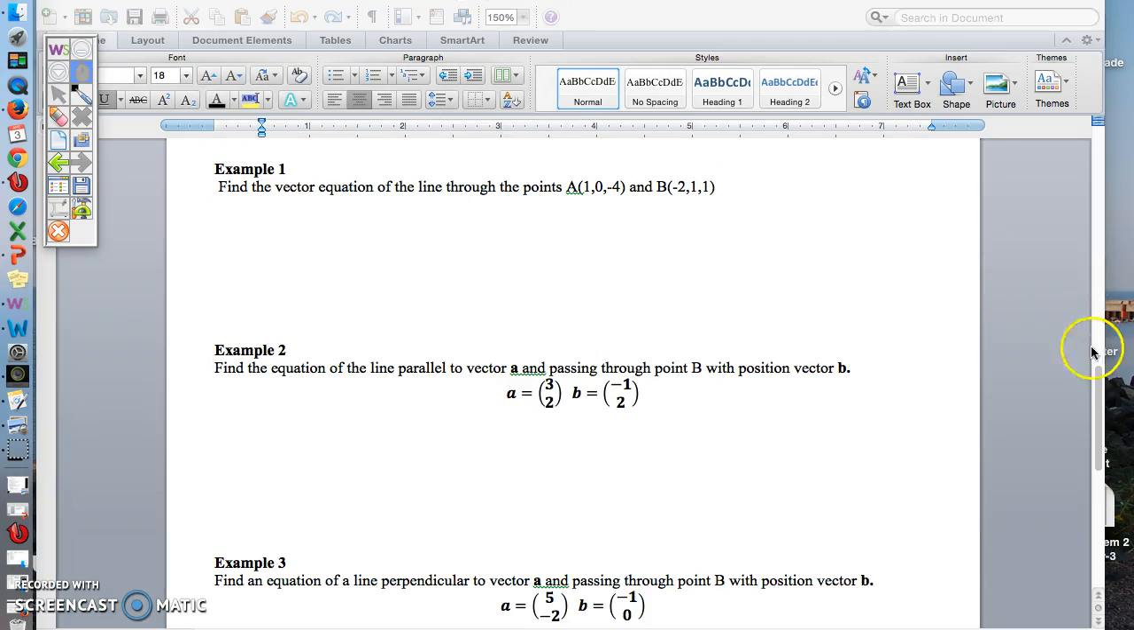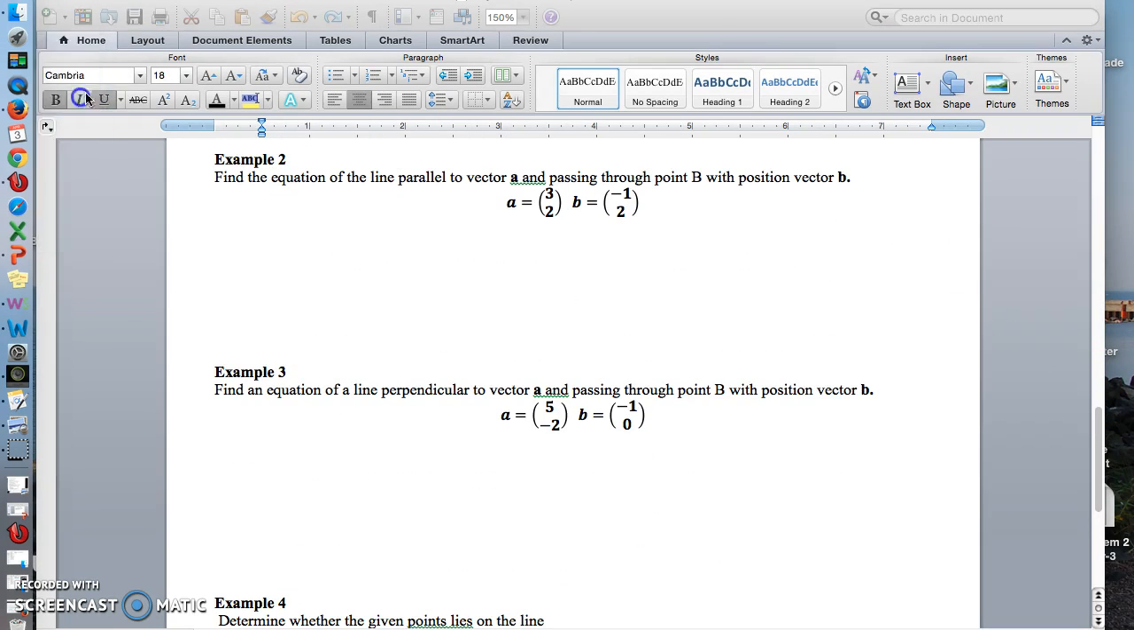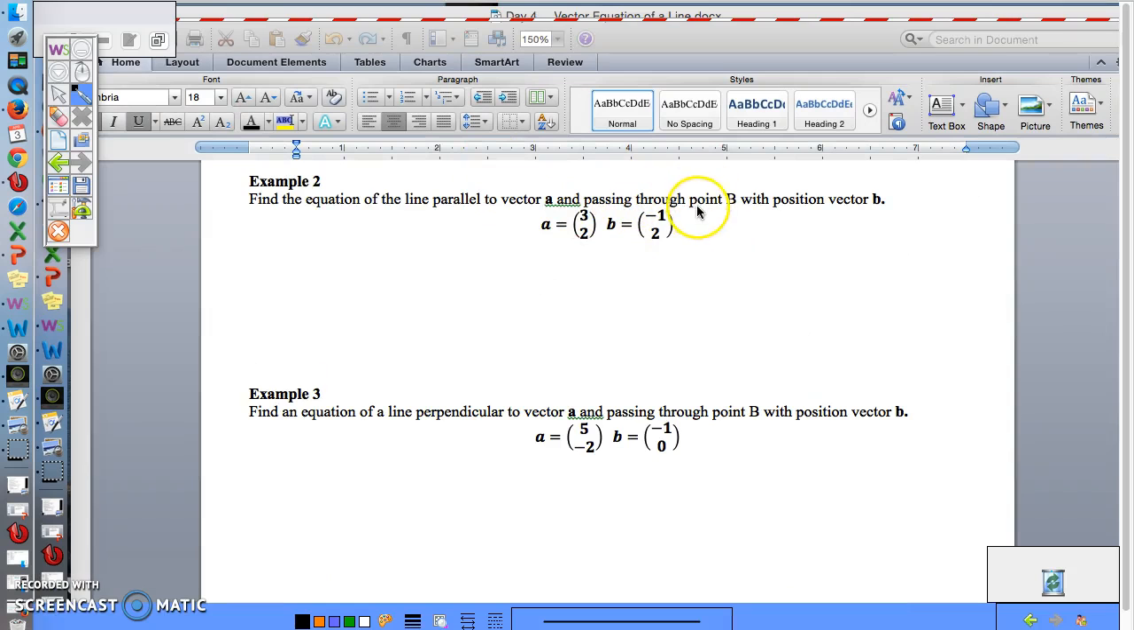This next one: find the equation of a line parallel to A and passing through the point B with position vector B. Well, this is the exact same thing. It's just telling us that this is our position and it's parallel to this, so this is our directional vector right here. So we could have r equals our position (-1, 2) plus t times (3, 2).